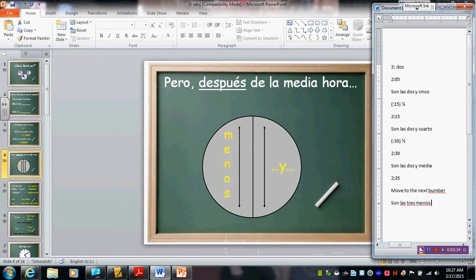menos 25, which literally translates that it is 3 o'clock minus 25 minutes. And 3 o'clock minus 25 minutes, it's 2:35. It's a little bit complicated. Yes, I do understand. But when you get used to it, it's actually a little bit easier than writing out a normal clock.